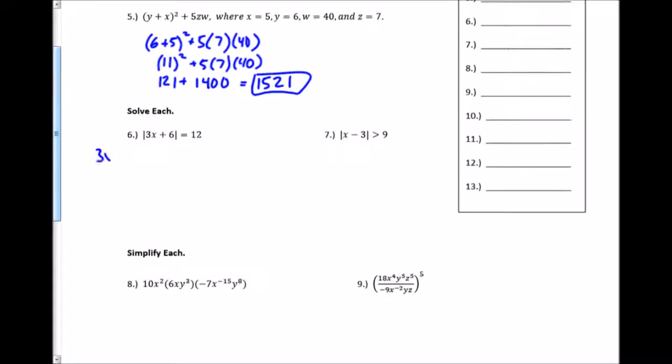Number 6, I just have to split this into two equations here. So I'm just going to do a 3x plus 6 equals 12. But then I also do the 3x plus 6 equals a negative 12. Because essentially with an absolute value, it doesn't matter if you plug a positive 12 or a negative 12 inside there to give us a positive 12 either way.